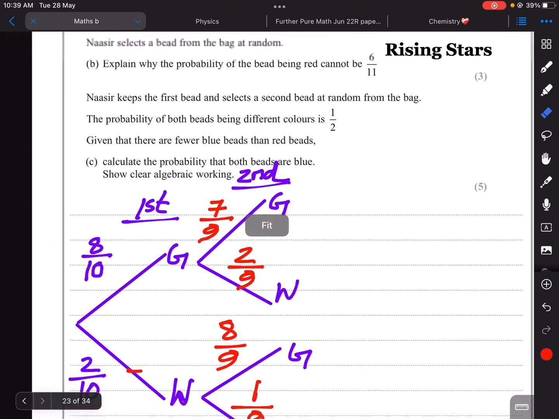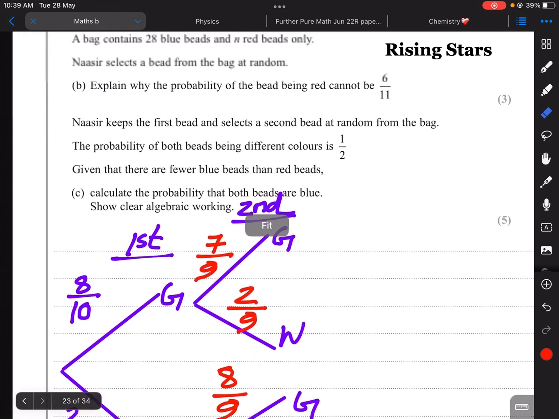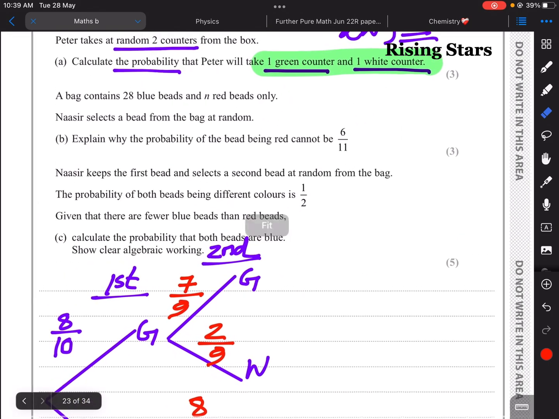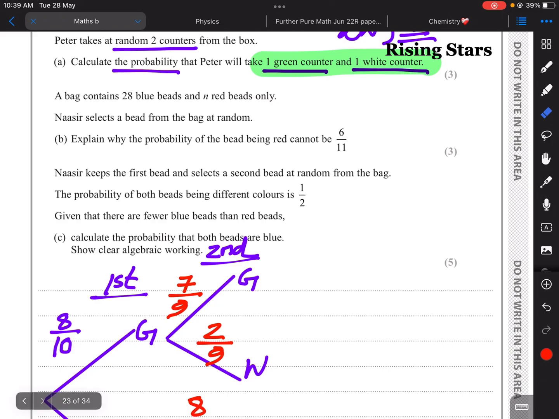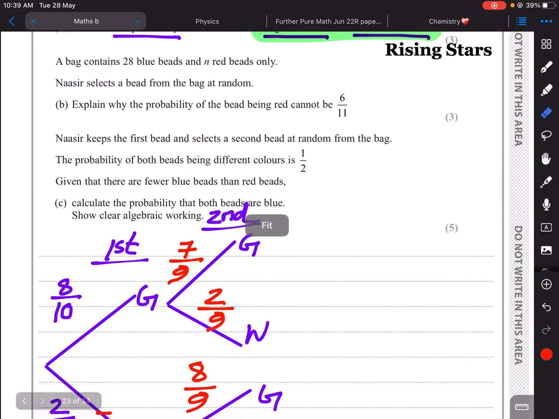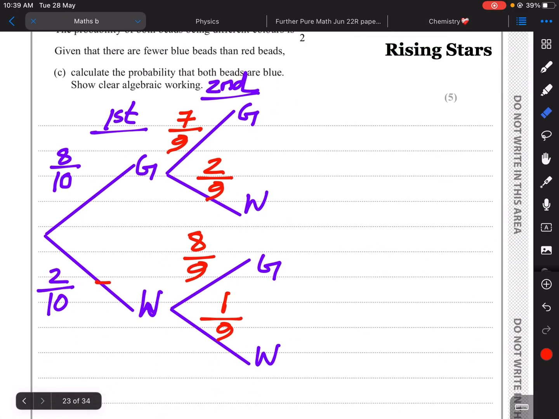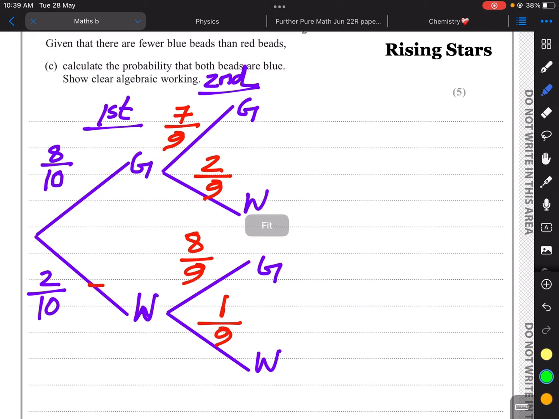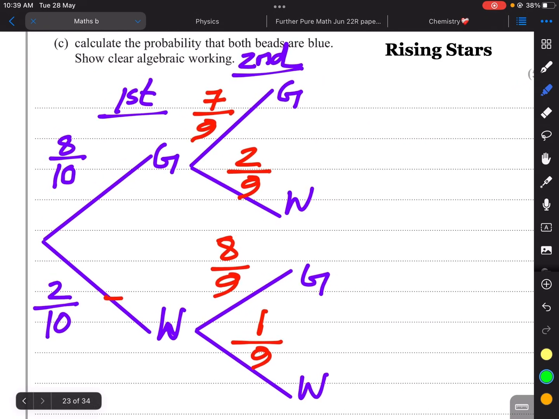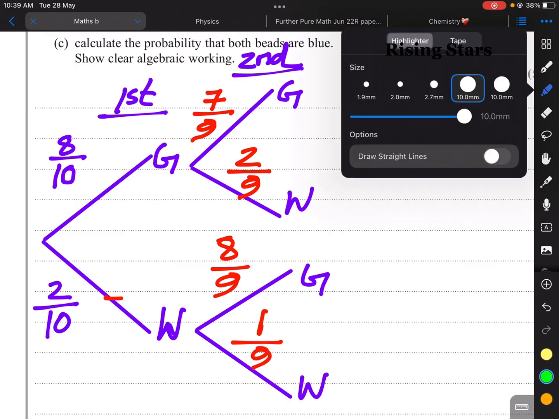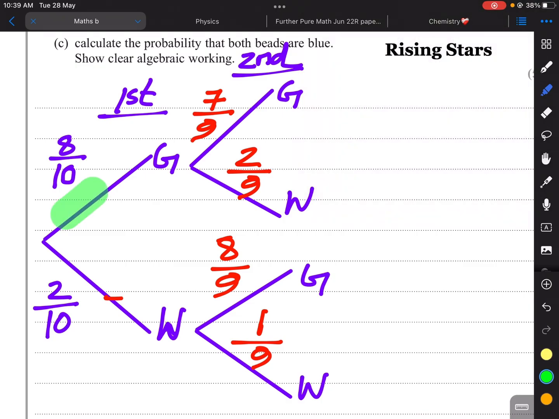Okay, so this is how to draw a tree diagram. Alright, so আমাদের question ছিল calculate the probability that Peter will take one green and one white counter. So একটা green একটা white ছিল, right? So একটা green and একটা white, without considering the order, কোত্থেকে আসতে পারে from this branch or this branch.